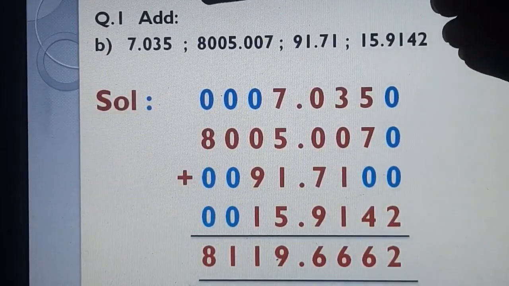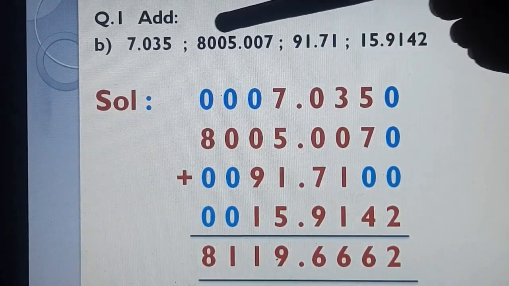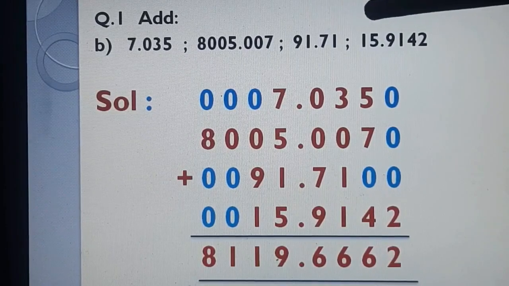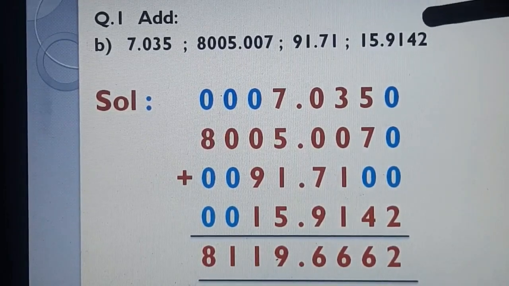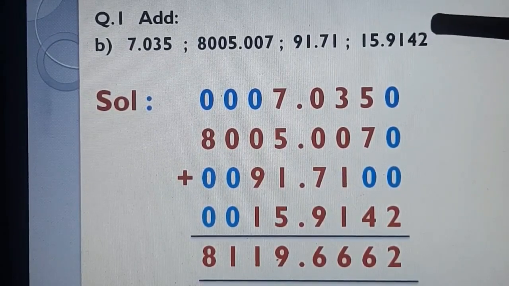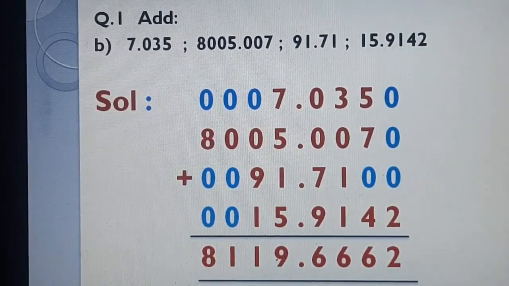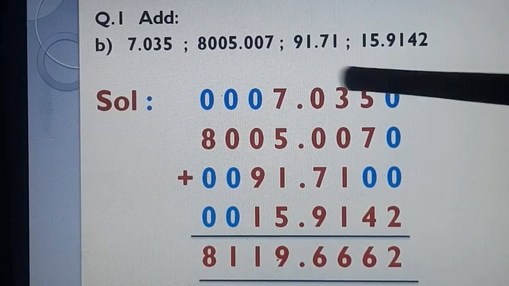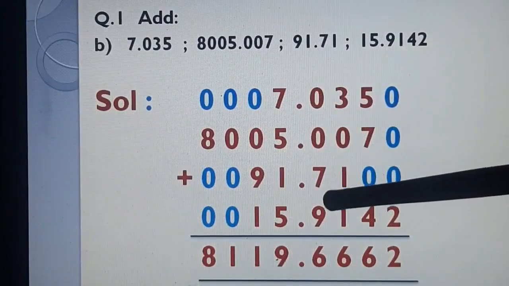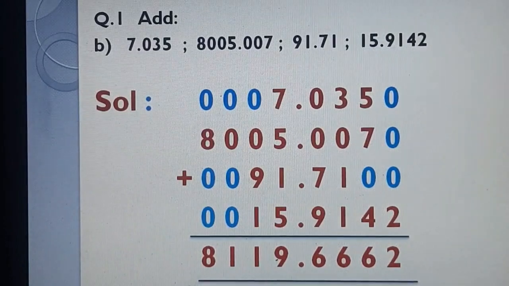Now first question B part. 7.035, 8005.007, 91.71, 15.9142. Look here. After decimal, maximum 4 digits are there, and in whole number part also 4 digits are there. So be careful that the bigger number is this one from whole number part 8005, and in decimal part 9142. So extra zeros we have to need to insert.